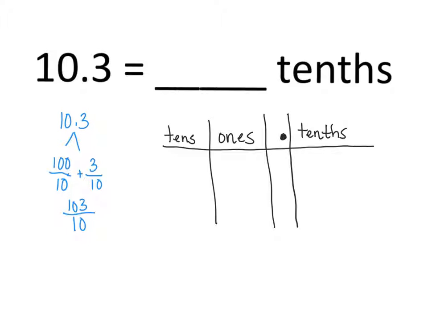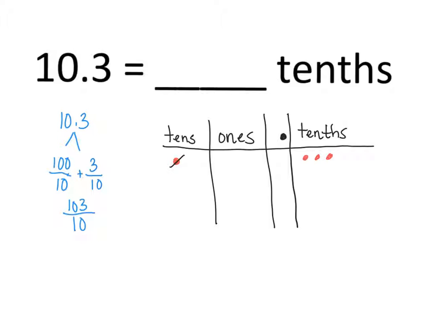How many tenths do we have? Well, we've got 3 tenths. How many ones? We do not have any ones. And how many tens do we have? Well, we've got just 1 ten. So what we want to do is take each one of those and move it over all the way to the tenths.